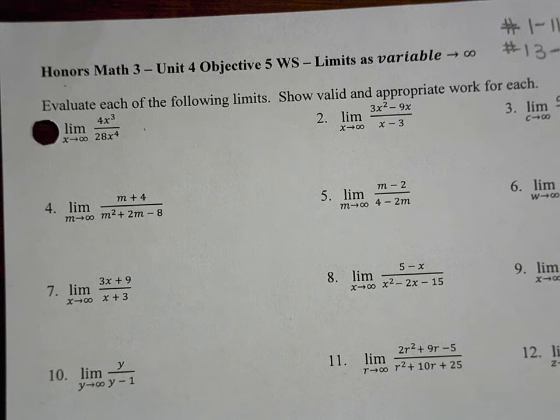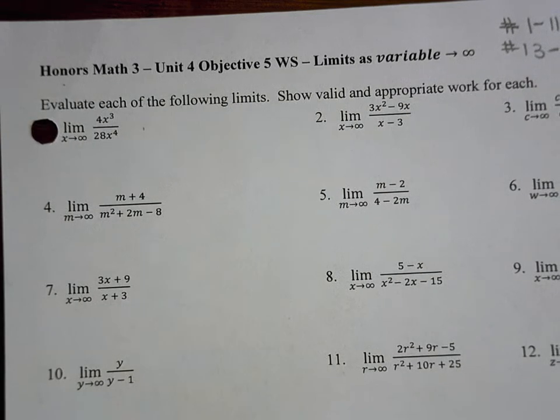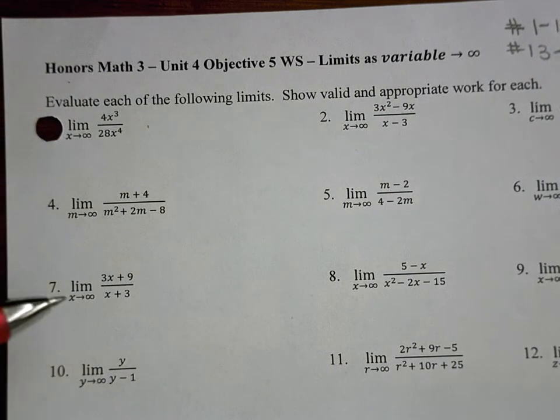Hey, this is the homework help video for Unit 4, Objective 5, Worksheet 5. For this one, the 1 through 11 odds is where we had to show our work, so I'm going to do a couple from that section. We're going to take a look at question number 7.